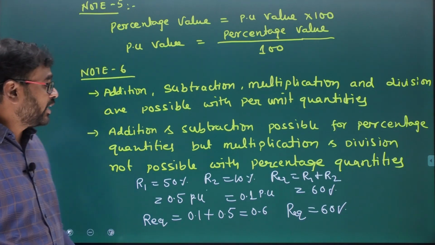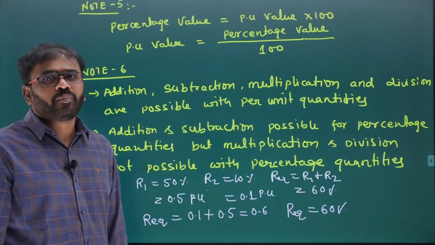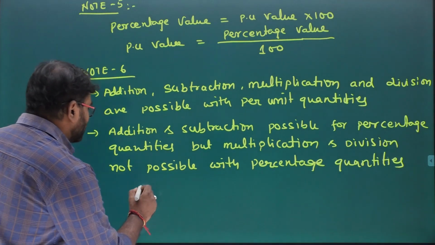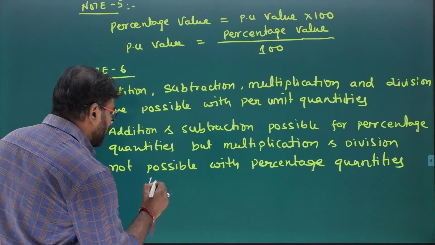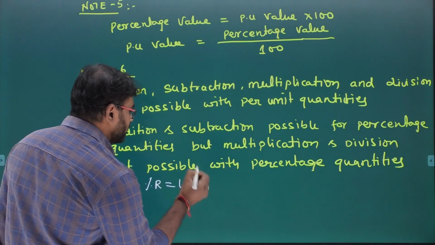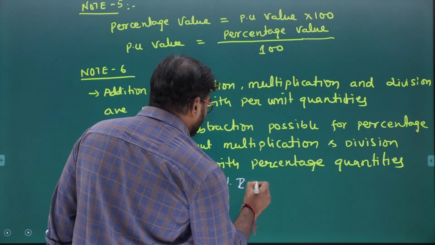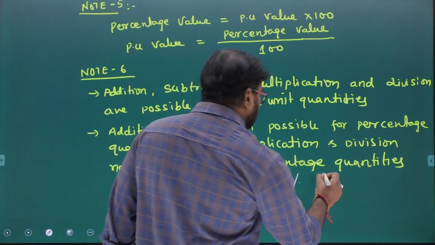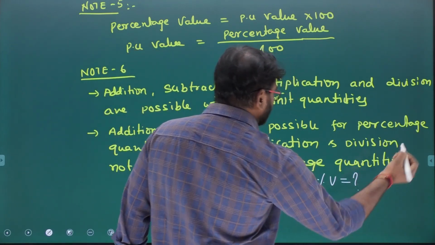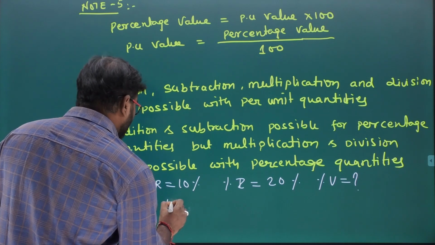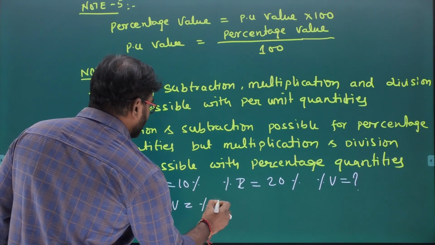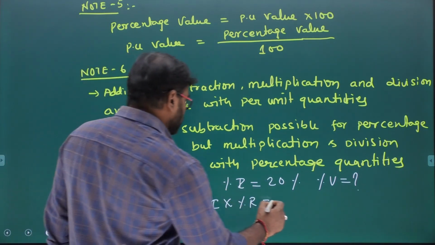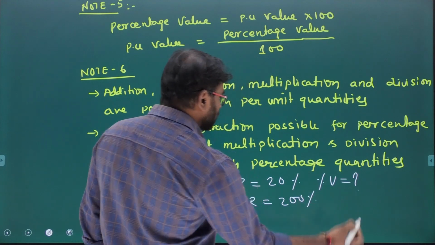But we cannot do the multiplication and division on percentage numbers. For that I am giving one more example. Let's have a look. For example, let's say the percentage R is given as 10 percentage. Percentage I is given, let's say 20 percentage. Now I am asking, what is the percentage value of V? Let's do directly. Percentage V equal to percentage I multiplied with percentage R. Suppose if you are doing like this, then what do I get? We get 200 percentage.